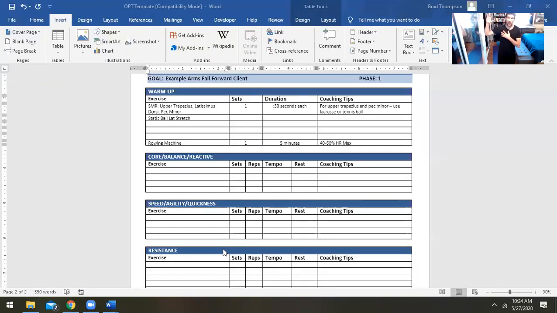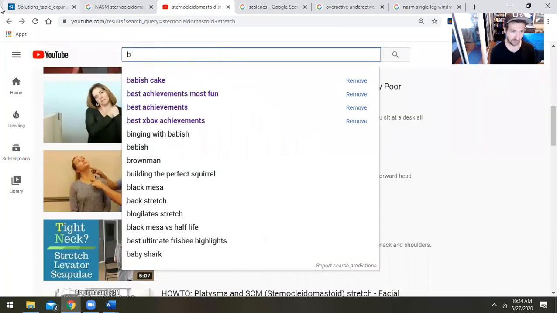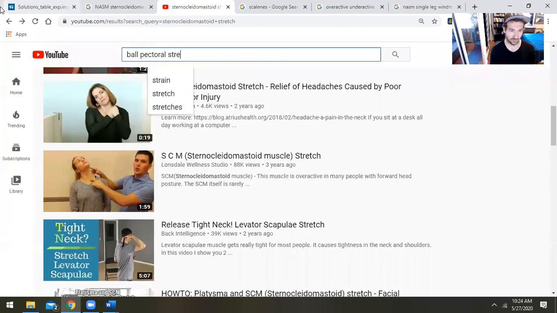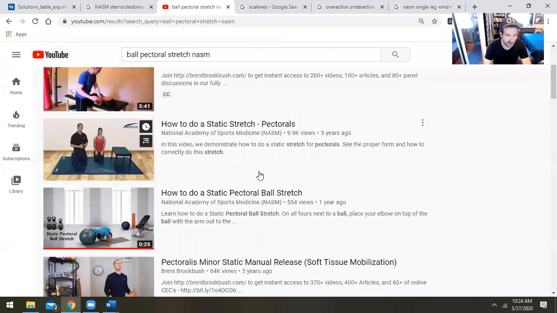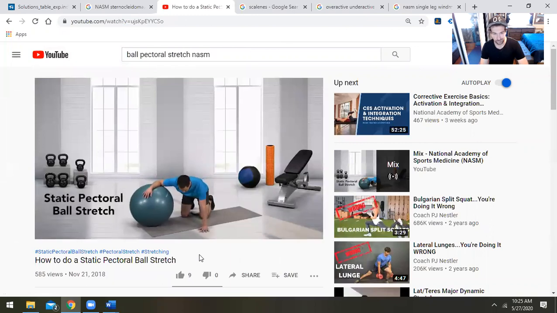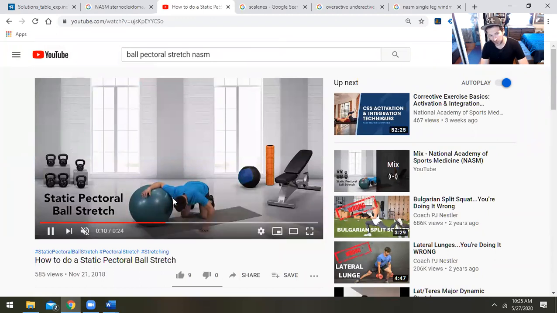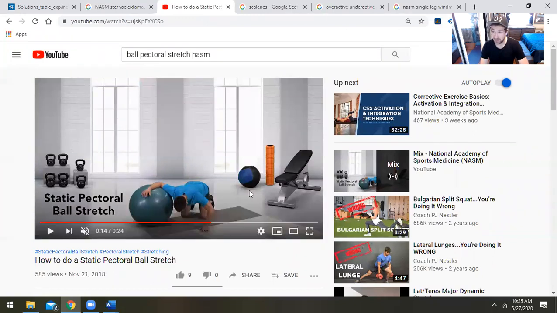Alternatively, you can do a ball pectoral stretch. I think Nassim's actually got an example of this on their page. Yeah, so you can do a ball pectoral stretch, which looks like this. And then you can just press into that like so. If he presses that ball a little bit closer, you can see he can actually push into that coracoid process a little bit. So that's another really good one.